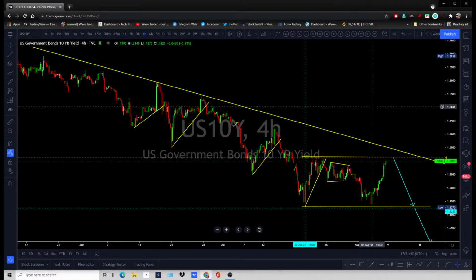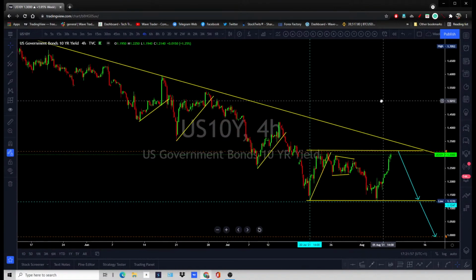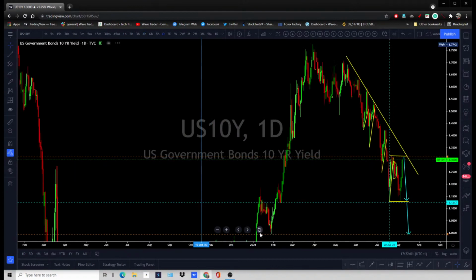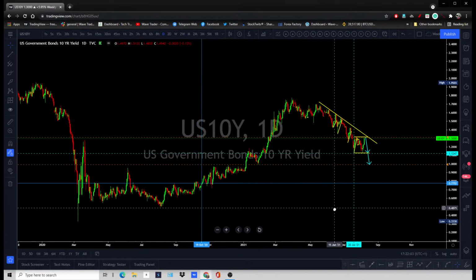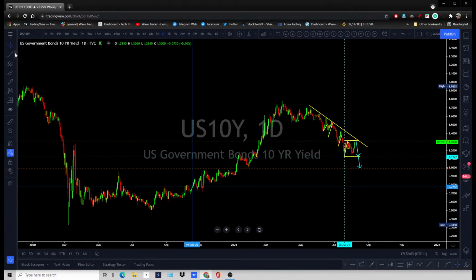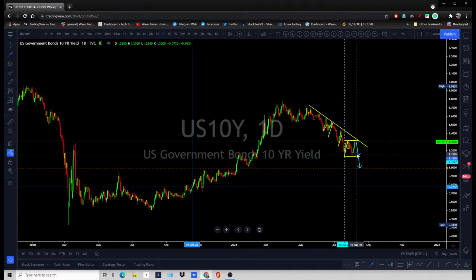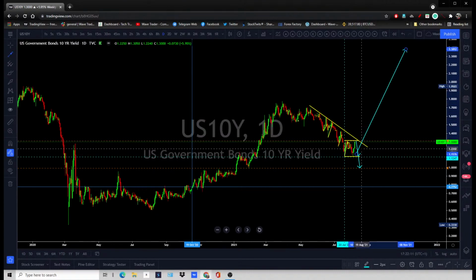Okay, simply put, when yield goes higher, you see weaker gold against the dollar. When yield is falling, it means gold is going to go higher. Yield is actually setting up for a longer-term reversal, right? When I say longer-term reversal, I mean longer-term reversal.